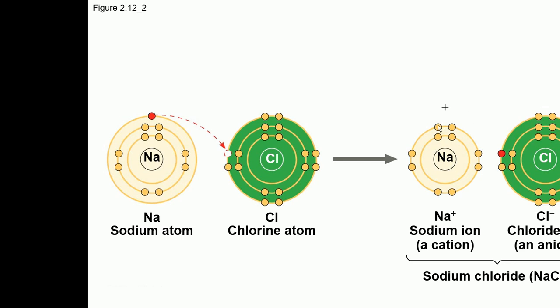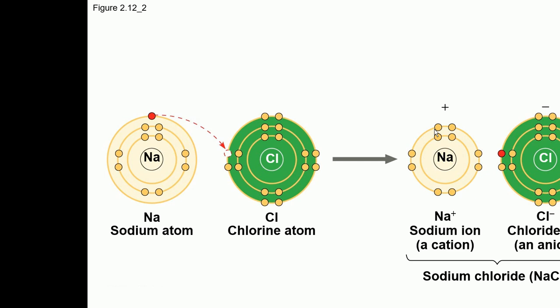But the number of protons in the nucleus of chlorine is 17. So 17 protons in the nucleus and it has 18 electrons. So chlorine gets a negative charge. This process of losing and gaining electrons makes these atoms no longer neutral. They become ions. Sodium becomes a positively charged ion and chlorine becomes a negatively charged ion.